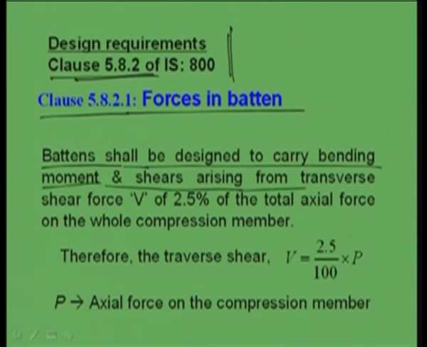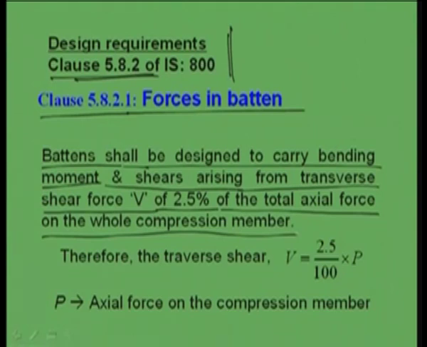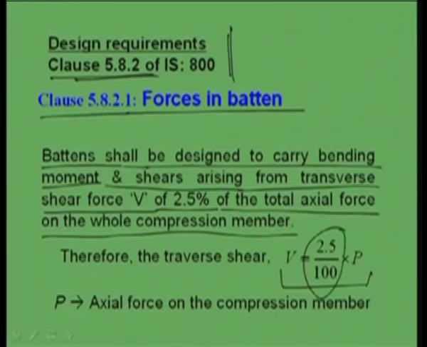shear arising from transverse shear force V of 2.5% of the total axial force on the whole compression member. So, like the lacing system, the transverse shear will come as 2.5% of the axial compression. So, V will become 2.5% of P, where P is the axial force on the compression member.